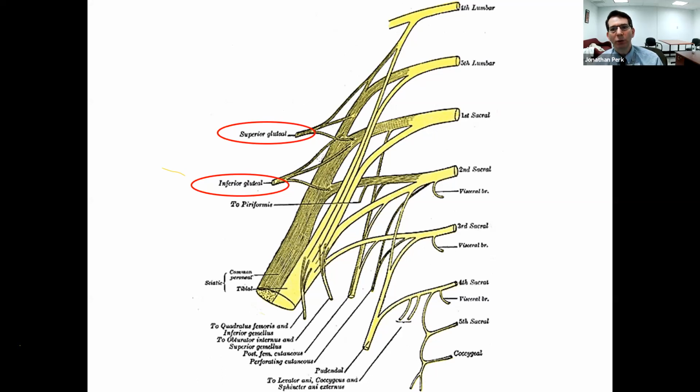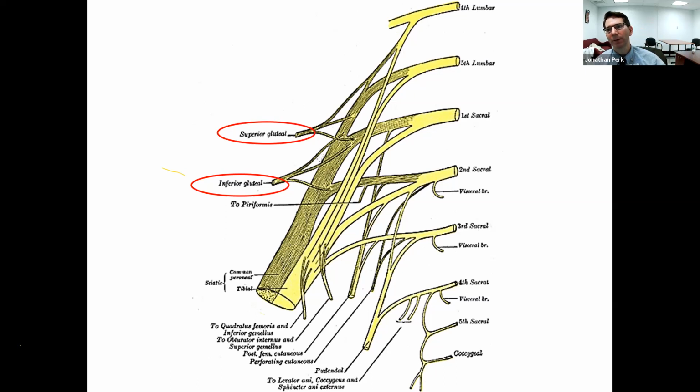Now we come into two very, very important branches, even though they're small, and each one of them corresponds to a movement. Remember in the hip, we talked already about two movements. We talked about hip flexion and adduction, the iliopsoas and the obturator. Now we're going to talk about the two other movements, which are abduction and hip extension.